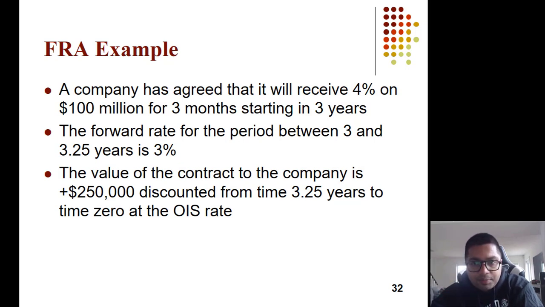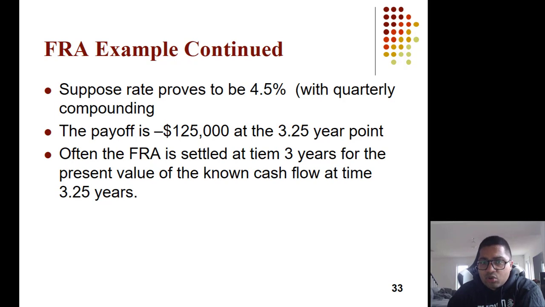So if the interest rate goes up, you lose money because you have to pay more and receive less. But if the interest rate goes down, you gain money. If interest rates go to 4.5%, then you are going to lose money. 125,000 will be lost at the 3.25 year point. Often an FRA is settled at 3 years for a present value. We are going to discuss this in interest rate derivatives, so I am not going to take too much of your time.